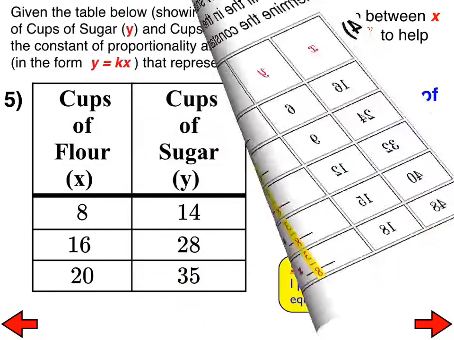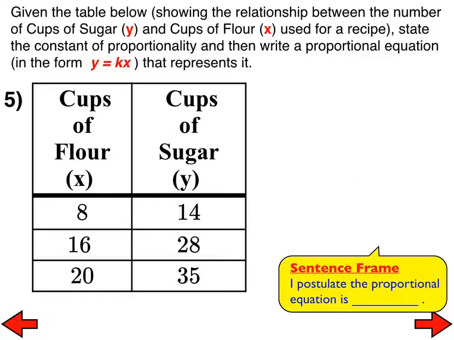All right, number 5. We've got the number of cups of flour compared to the number of cups of sugar. By the way, what is the constant of proportionality in this one? Okay, you did it as a decimal, 1.75. How about as a fraction? 7/4. Just out of curiosity, how many of you did the fraction way? How many of you did the decimal way? Doesn't matter, as long as they represent the same idea. 7/4 is equivalent to 1.75, so it does not matter.